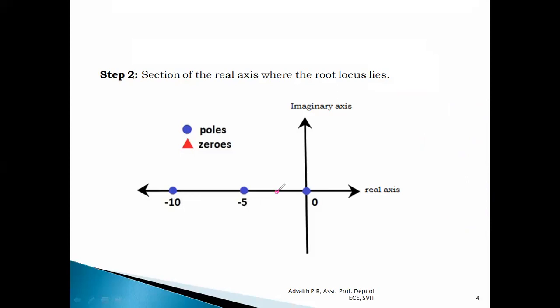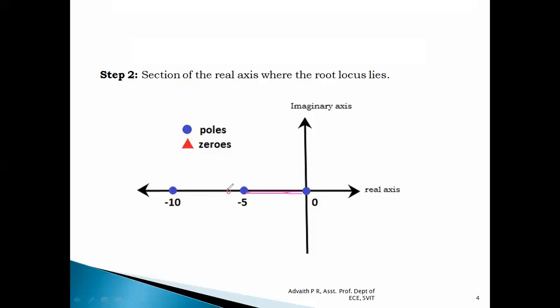We take a test point over here. Towards the right hand side of this test point, there is only one pole, hence root locus exists here. Root locus exists up till this particular point, because up till here, towards the right hand side of the test point, there is an odd number of poles and zeros. Only one pole is there, which is an odd number, hence root locus will definitely exist.